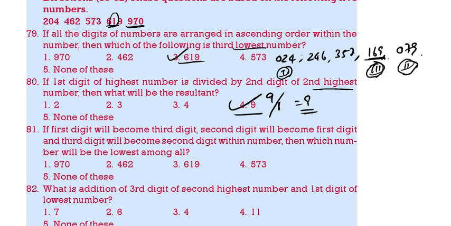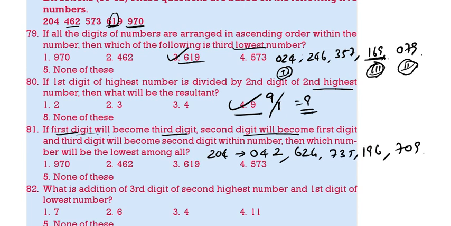Then the first digit is becoming third, the second digit is becoming first, and the third will be second. How will we get that? Suppose 204 is there. First is becoming third, which means 2 will come last. Second will become first, 0. So 042, like that. Then 462. This becomes 624. Then this becomes 735. Then this becomes 196. Last one, 709.